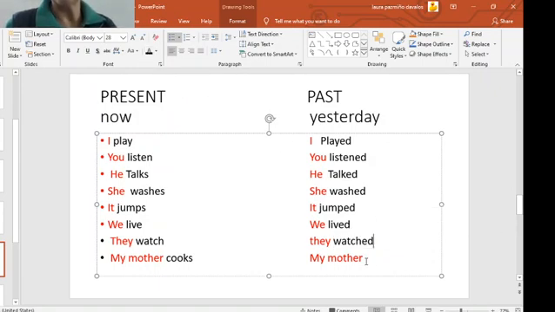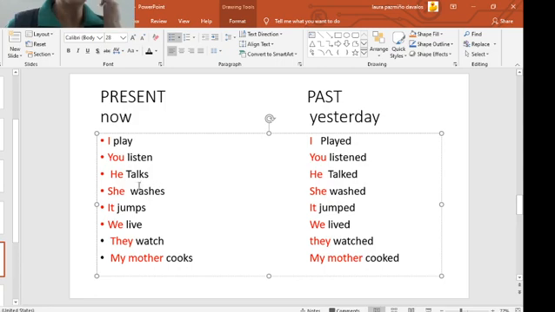Okay. And my mother cooks. El pasado de cook es un regular verb, sería cook. ¿Y qué le hago? Ed. Y le convierte en pasado. Cooked. Okay. So mire. Played yesterday. You listened yesterday. We talked yesterday. She washed yesterday. It jumped yesterday. We lived yesterday. They watched yesterday. My mother cooked yesterday. Okay? Now, I play now. No ed. You listen now.